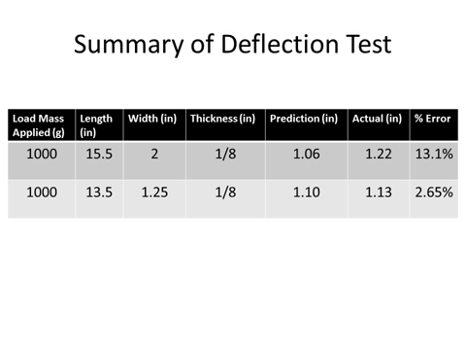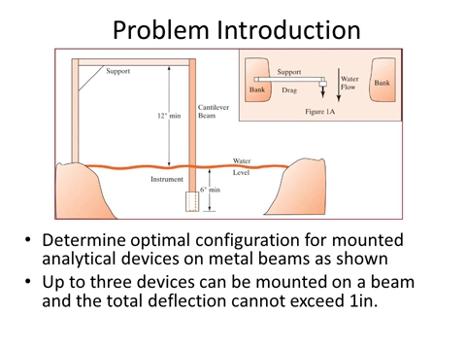The second beam we tested had the parameters of 13.5 inches long, 1.25 inches wide, and again 1/8 of an inch thick. Again, applying a load of 1,000 grams, the MATLAB code calculated a deflection of 1.1 inches. This was very similar to the actual deflection when we tested the beam in the lab, which was 1.13 inches, giving another great percent error of 2.65%.